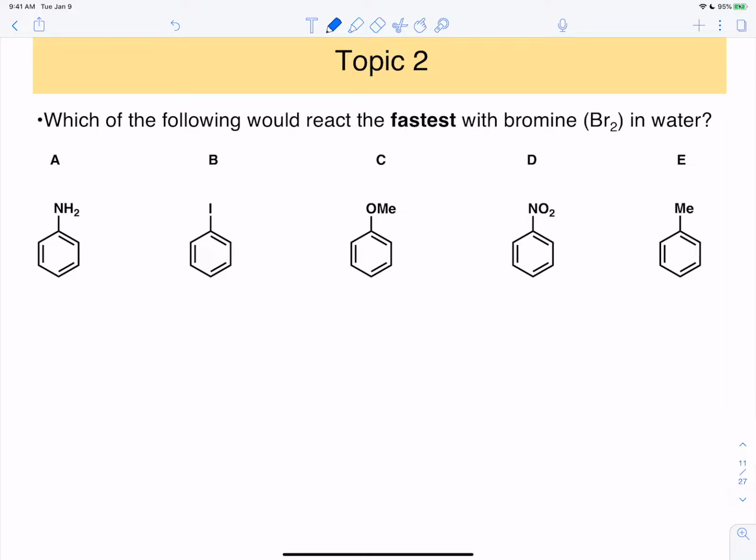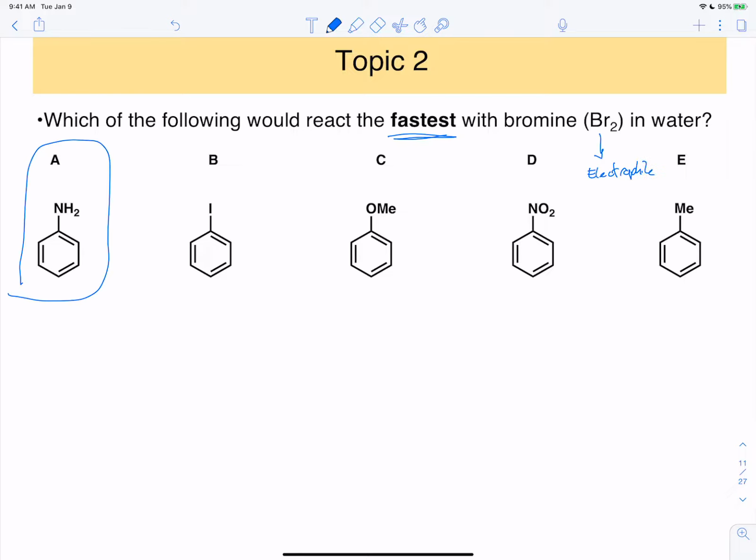This next question is asking, which would react the fastest with bromine and water? There are only two aromatic compounds we learned that react with bromine and water without any added Lewis acids. And that ends up being phenol and aniline. So if you know that, then you already have your answer. It's A. But if we wanted to rationalize this a bit more, how do we know what would react fastest? We do have bromine as the electrophile.